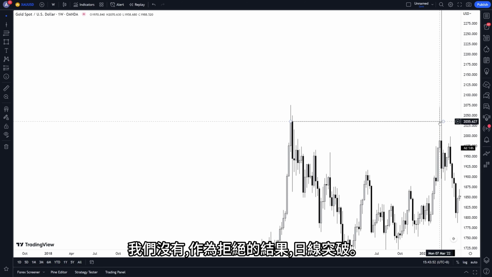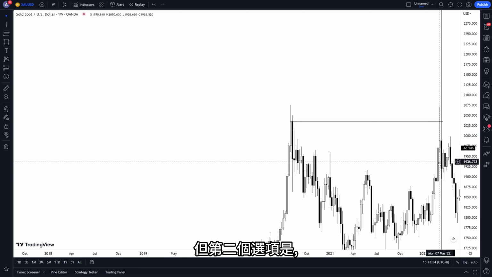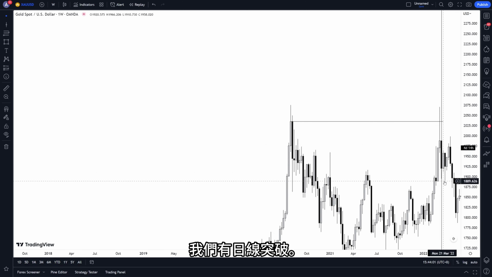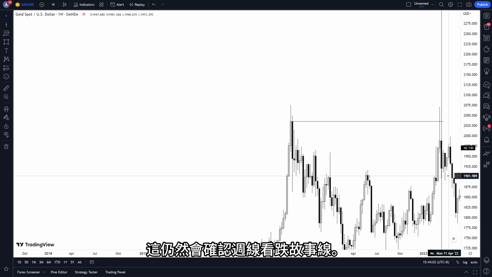Unfortunately, this was not the case. We don't have, as a result of the rejection, a daily breakout. But the second option is that later on, during the process, in the coming days or coming weeks, we have ourselves a daily breakout that will still confirm a weekly bearish storyline.